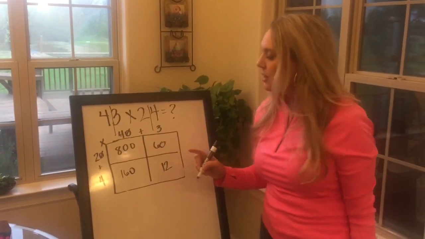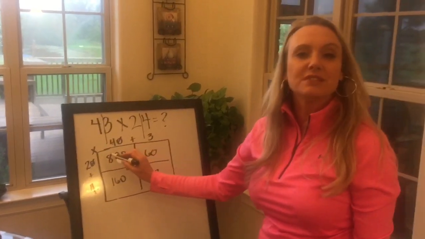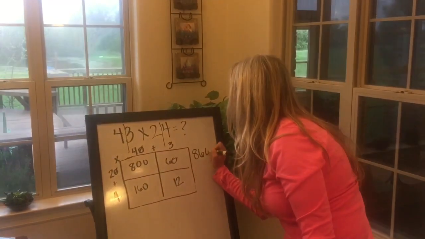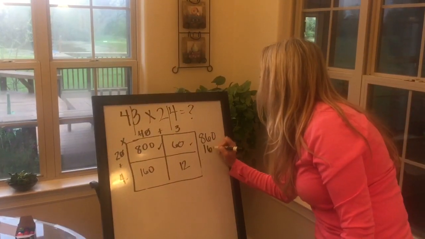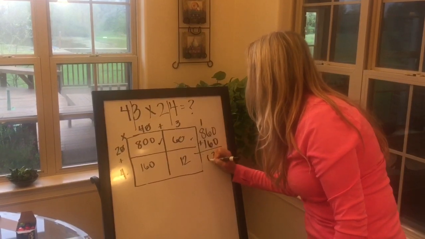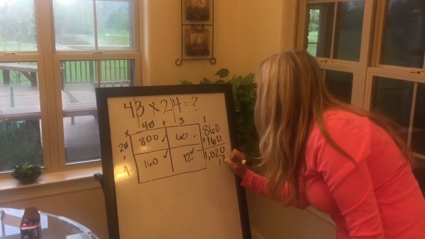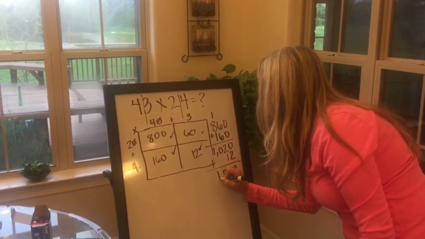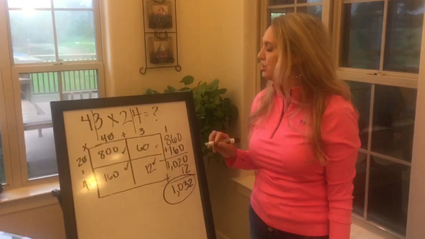So my next step is to add up each of the boxes. And if you see this as 860, you may group them together. You want to check off that you use those. 160. You get 1020. And then add on your 12. So your answer should be 1032.